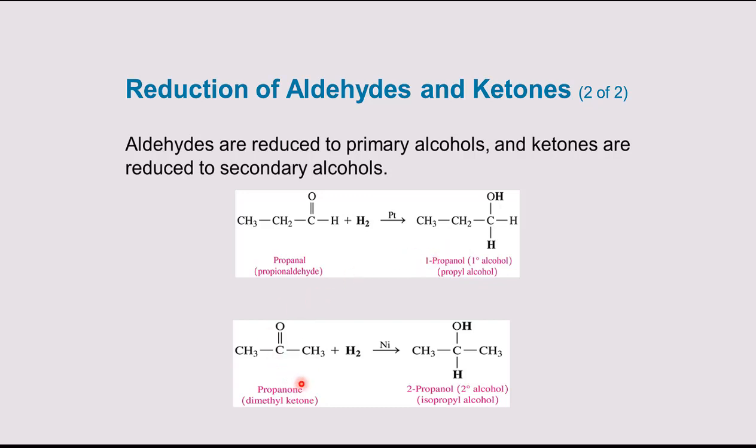With a ketone, we're going to do the same thing. We're going to reduce the carbon-oxygen bond, so we go from 2 to 1 bonds. We put hydrogens from that dihydrogen gas, one on the oxygen atom and one on the carbon atom. And again, when we are reducing a ketone, we will end up with a secondary alcohol.